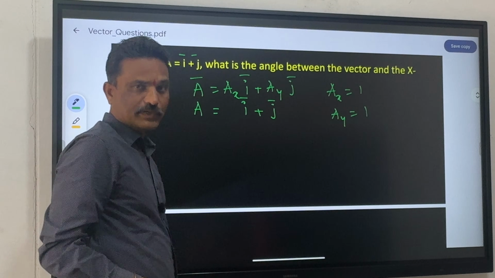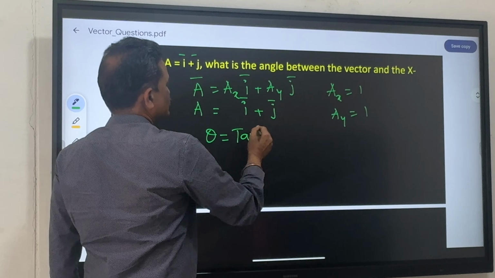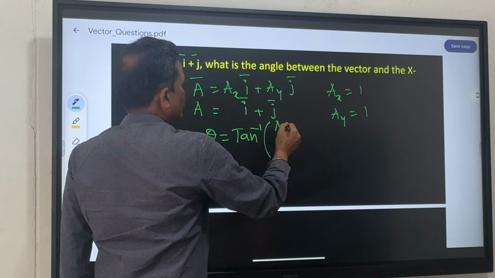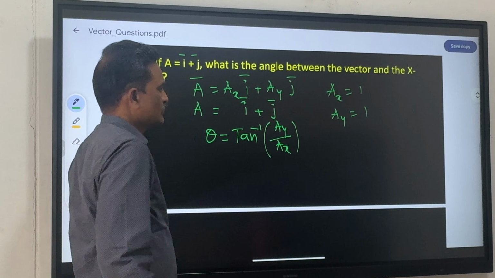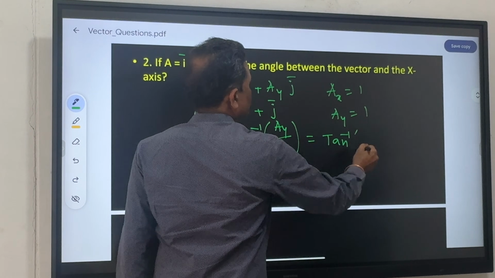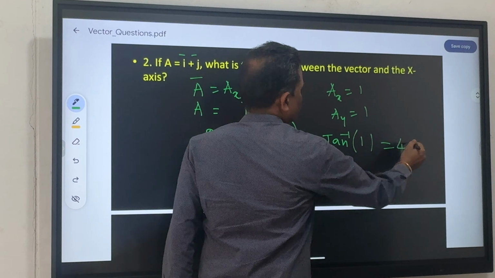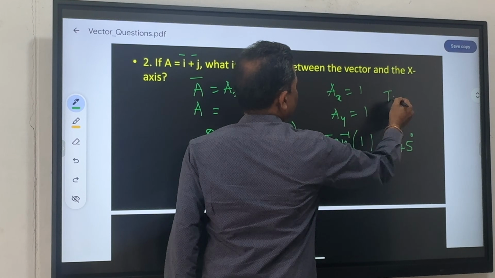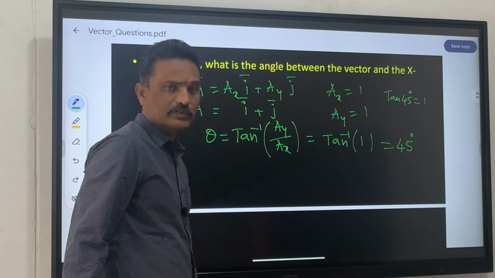The direct formula is theta is equal to tan inverse Ay over Ax. So this is tan inverse 1. So tan inverse 1 is nothing but 45 degrees because tan 45 degrees is equal to 1. That we know, that is familiar to everyone.